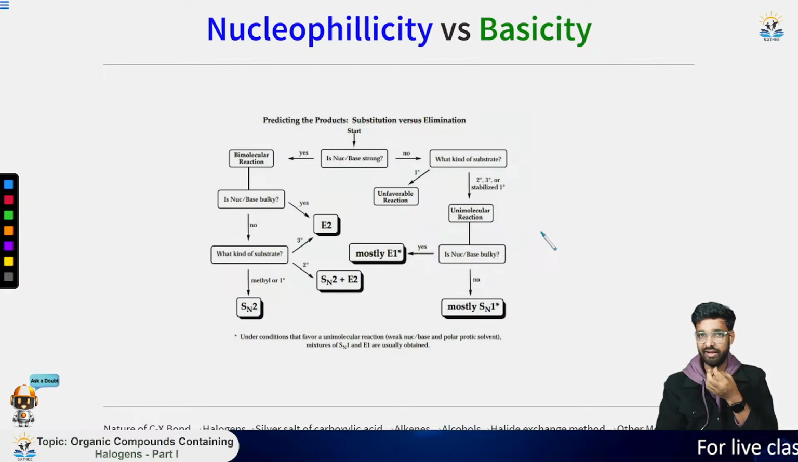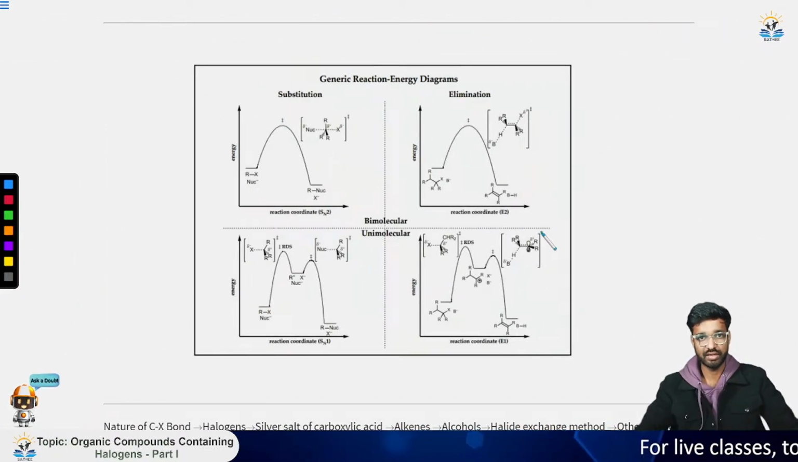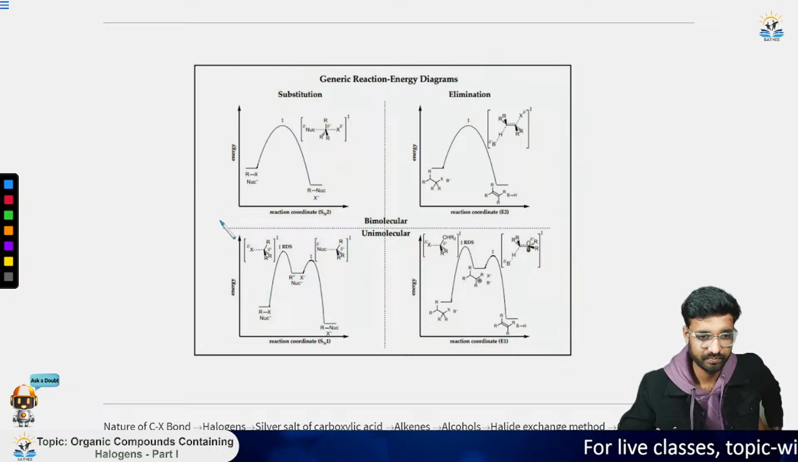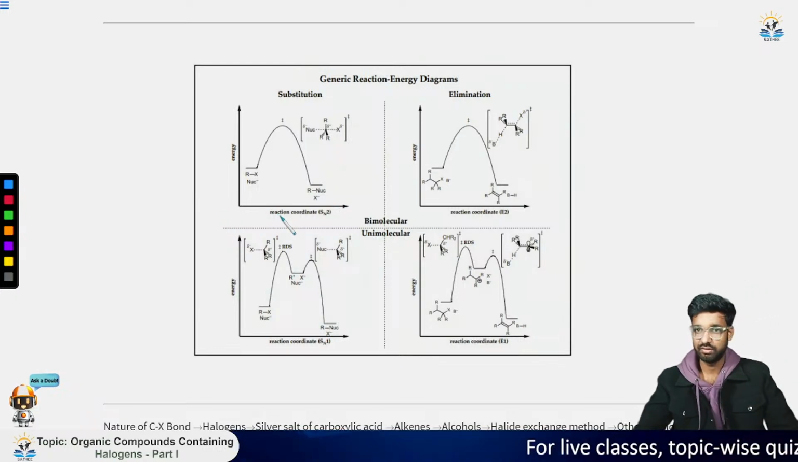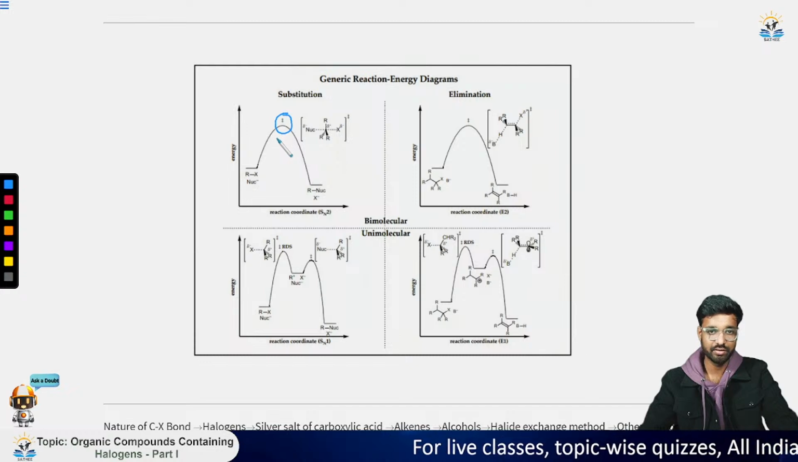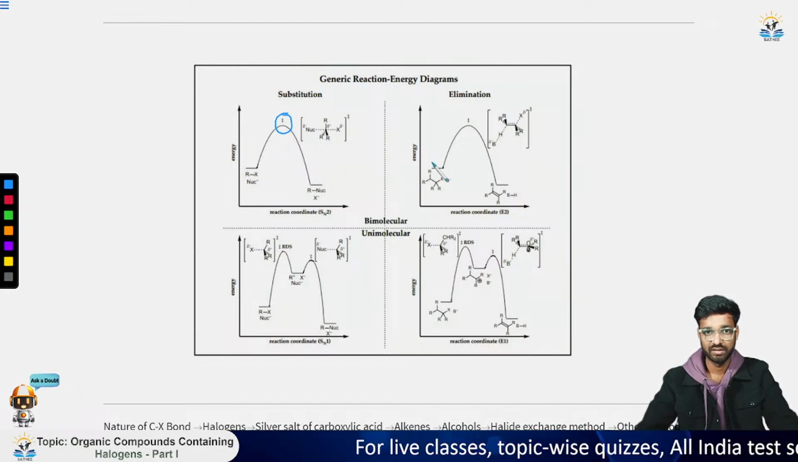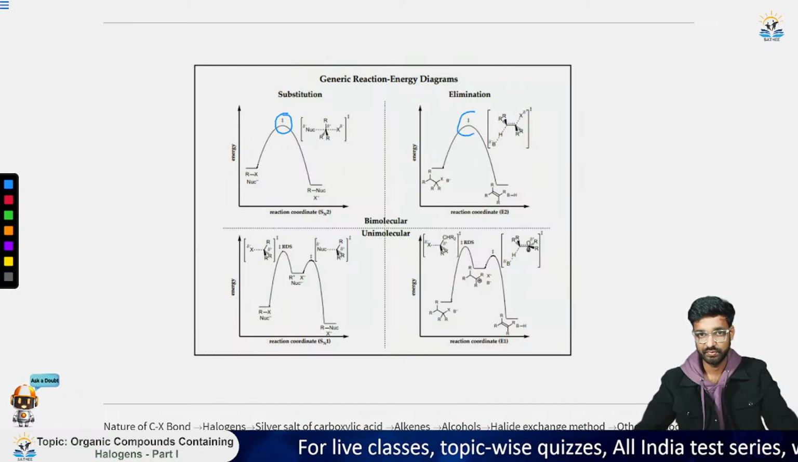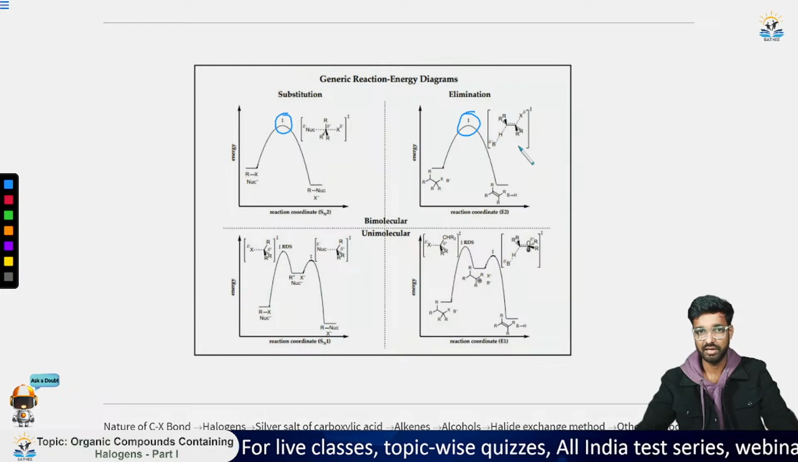Now we have a graph here. This is a graph of different types of reactions. This is SN2. Since it happens in one step only, we'll get one transition state here, and then we'll get the product. The same is the case for E2 also. One transition state, and we'll get the required product.